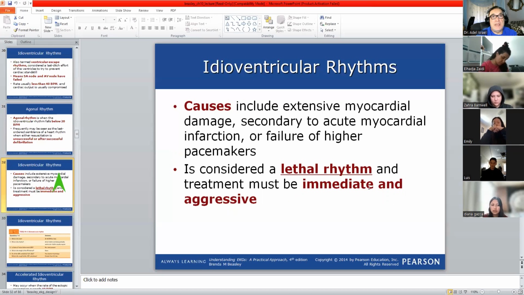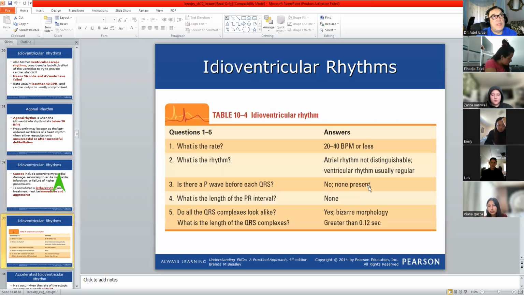So you see, the idioventricular rhythm is lethal. And you know what is lethal? Lethal means endangering life or may kill the patient. So we have to go with immediate and aggressive intervention, like what, to use an AED. Okay, so this is a very advanced problem. We have to take care of it with excessive caution.